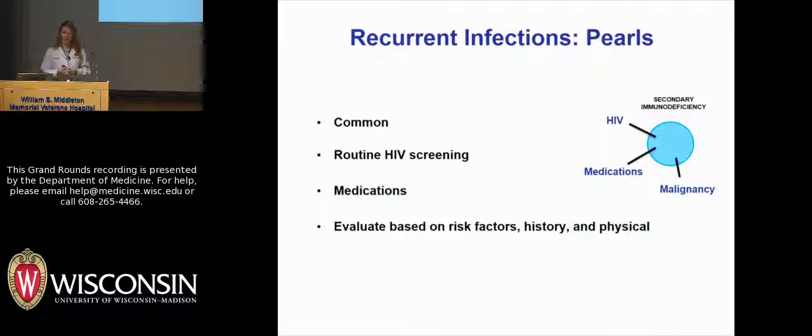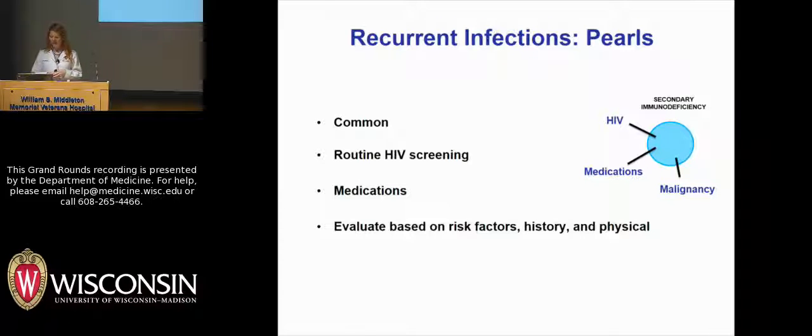In terms of secondary immunodeficiencies, these are quite common and way more common than primary deficiencies. Routine HIV screening, making sure that this is up to date. Medications: considering the medications people are on, if they're immunosuppressive, what have they received recently, or could they have a side effect from a medication? And I'd given the example of drug-induced neutropenia. And then, do they have other risk factors for secondary immunodeficiency?